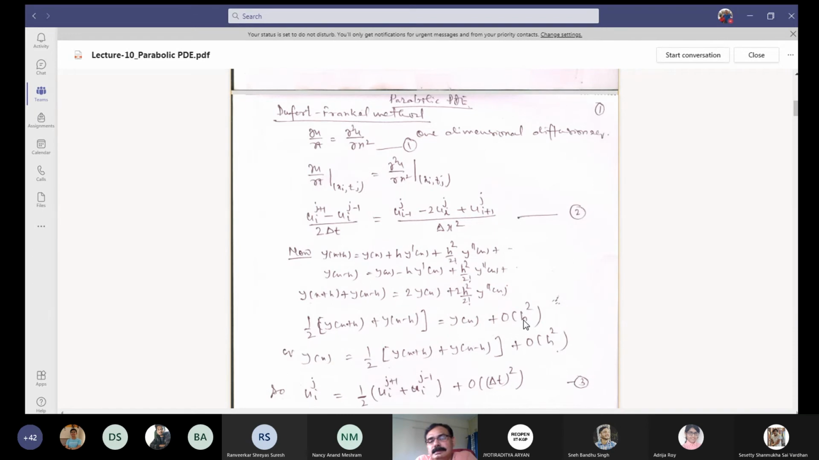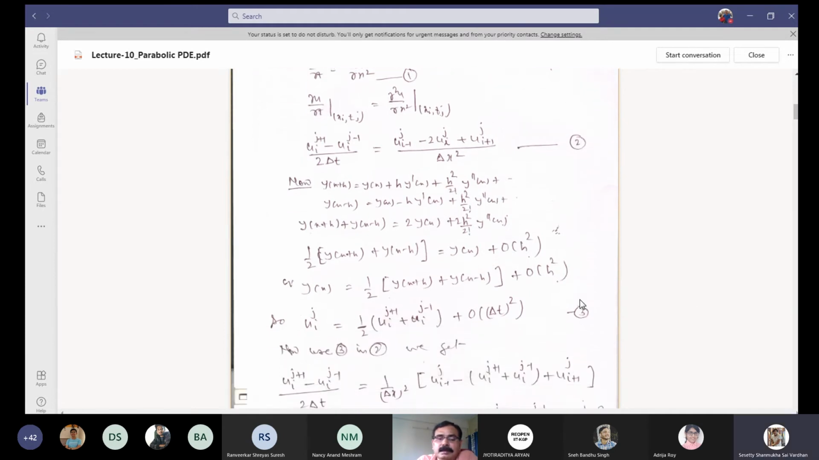Okay, that means we can write y(x) as the average of these two values. One value is taken one step size ahead, plus the other value is taken one step size backward, right? So we may write y(x) as the average of y(x+h) and y(x-h), right? We'll use this fact.